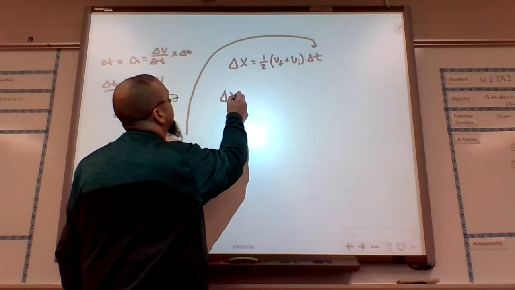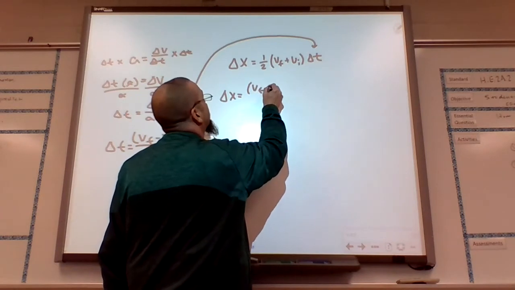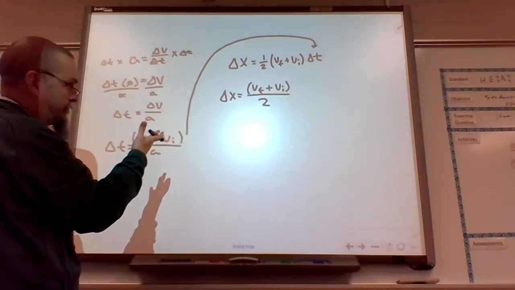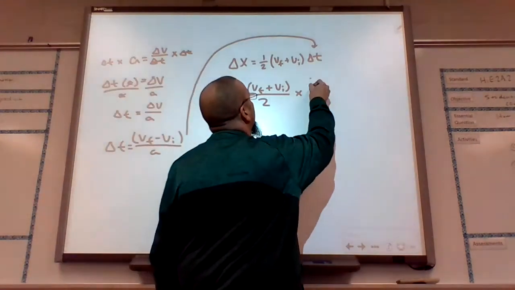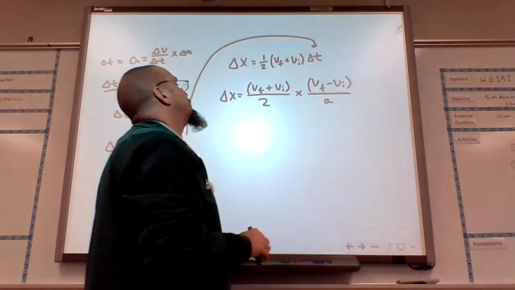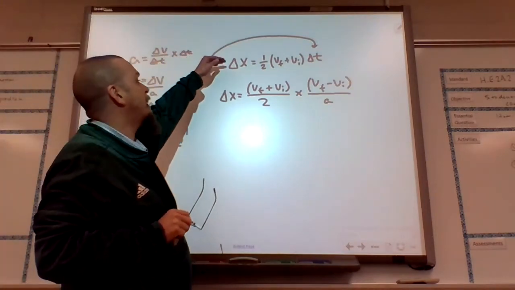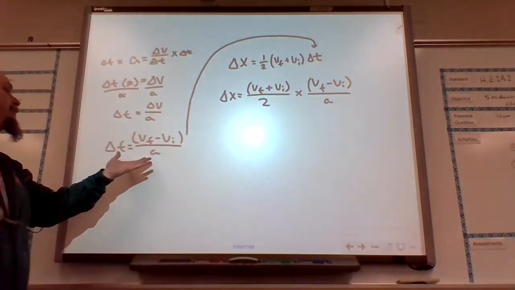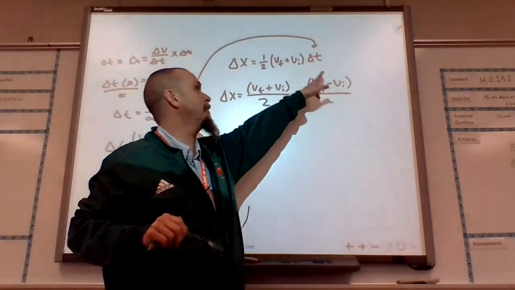Now I'm going to rewrite this a little bit differently. Instead of having 1/2 times this, I'm going to put VF plus VI over 2, same thing, times that equation, VF minus VI over A. And all that equation is taking the very first kinematic equation I taught you and replacing delta T with what delta T equals from the acceleration equation. Delta T is equal to VF minus VI over A. So I just took this out and replaced it with that.